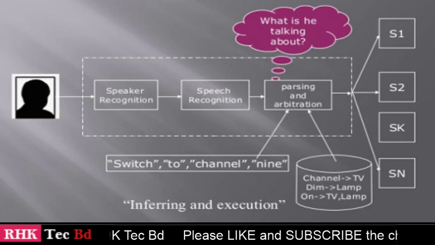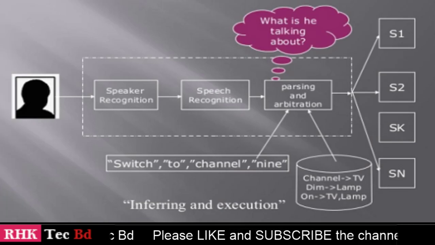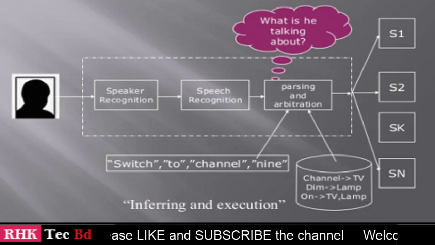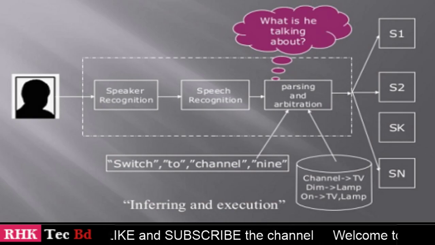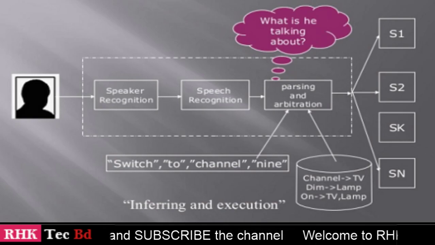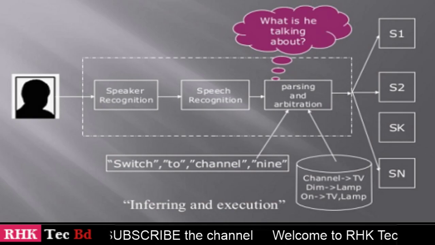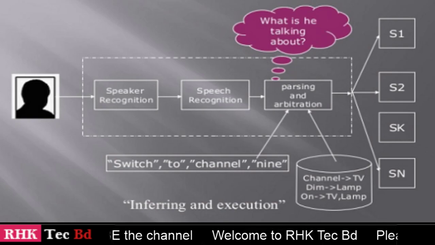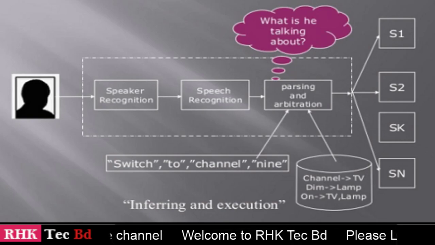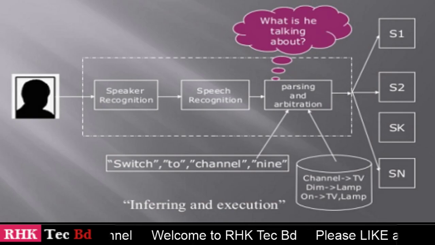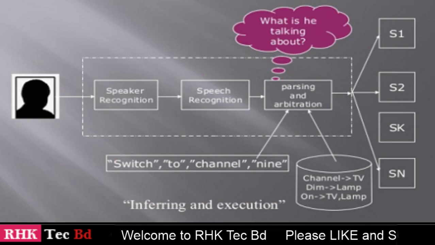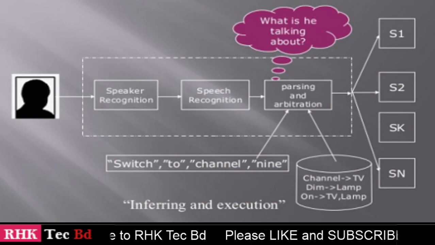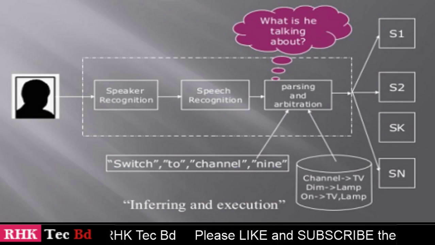Then, what is he talking about? Once speech recognition is done, what is he talking about? Switch to channel 9: parsing and arbitration. Channel is related to TV, dim is related to a lamp, on is related to both TV and lamp. So the software must work out that switch is related to on and off, and to channel. So it is not going to the lamp anymore, as it is saying channel. It must go to the television and channel 9.